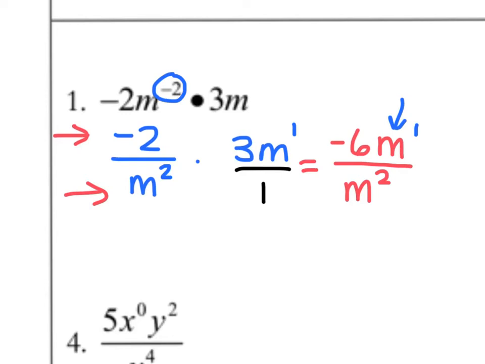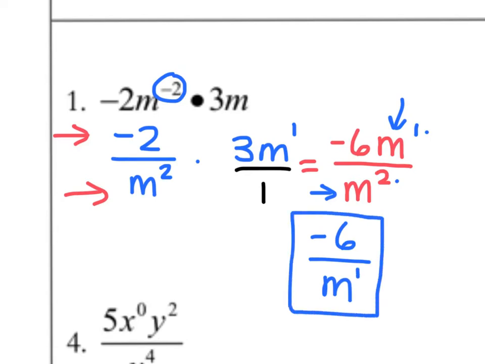Now, I like to do fraction subtraction here. If I did 1 minus 2, I get -1. The trick I use is this. I still subtract the bigger number minus the smaller number, but I leave the answer wherever the bigger number is. So here, 2 minus 1 is 1, but the bigger exponent was on the bottom. So that means it stays on the bottom. That's your answer.